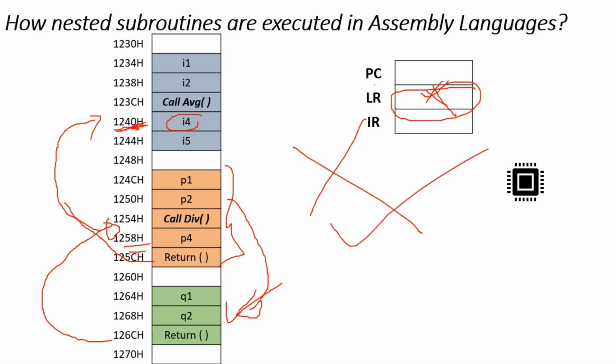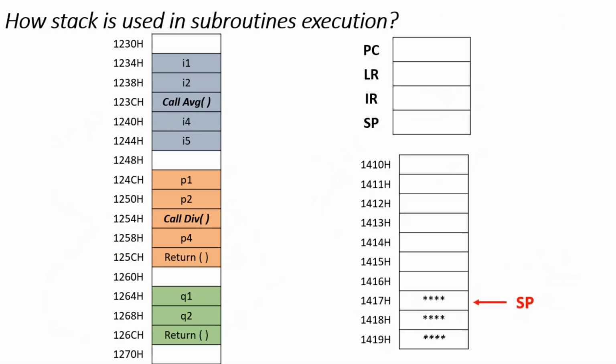So how do we solve this issue? We can solve this issue using a stack. The major application of a stack in any processor is function, nested subroutine, or subroutine execution. So let us see how exactly stacks can be used here to execute a subroutine and how it is efficiently implemented in nested subroutines. You can see here the same example I have taken.